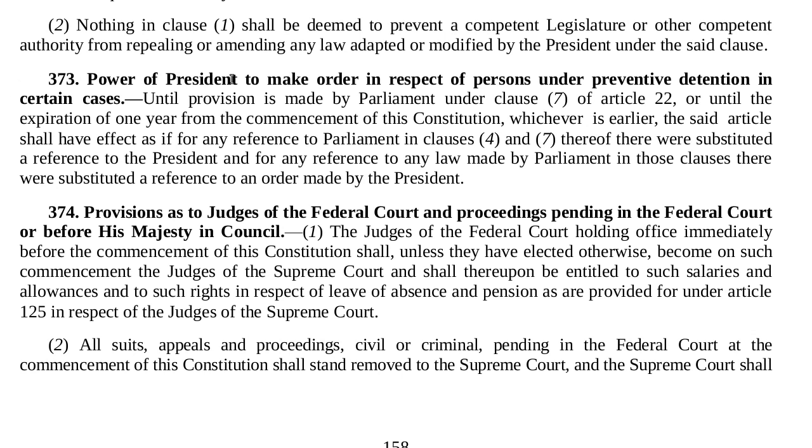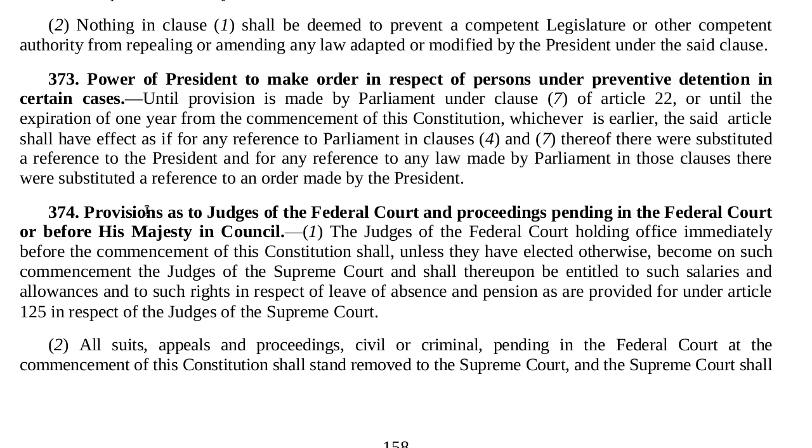Article 373. Power of President to make order in respect of persons under preventive detention in certain cases until provision is made by Parliament under clause 7 of Article 22 or until the expiration of 1 year from the commencement of this Constitution, whichever is earlier. The said article shall have effect as if for any reference to Parliament in clauses 4 and 7 thereof there were substituted a reference to the President, and for any reference to any law made by Parliament in those clauses there was substituted a reference to an order made by the President.